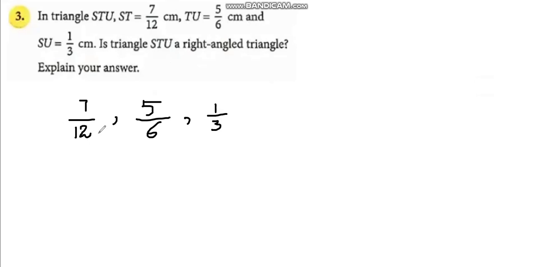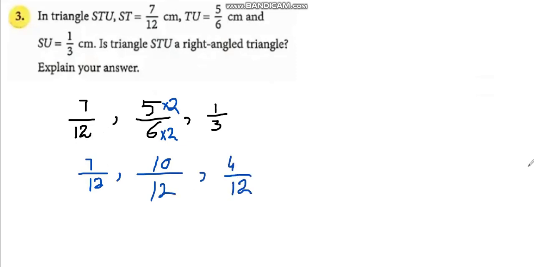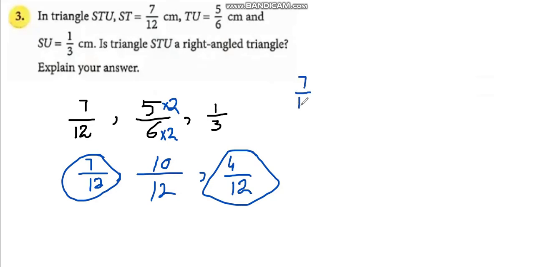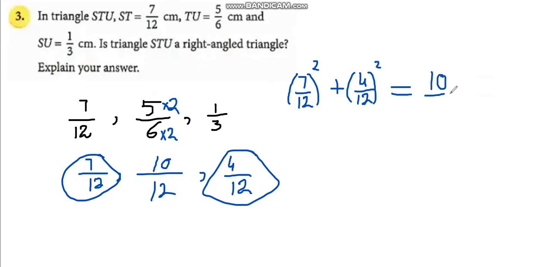So you need to multiply by 2 to get 12 under 6. This will stay the same, 7/12, and this will become 10/12. And this should come up with 4/12. So look, 7/12 and 4/12 are the two fractions which are less than 10/12, meaning 5/6. So we can add the squares of 7/12 and 4/12. We'll take the whole square of each and add them. Similarly, this should be equivalent to the square of the third side, meaning 10/12. Also, we can write 5/6 over here, which is the equivalent fraction.